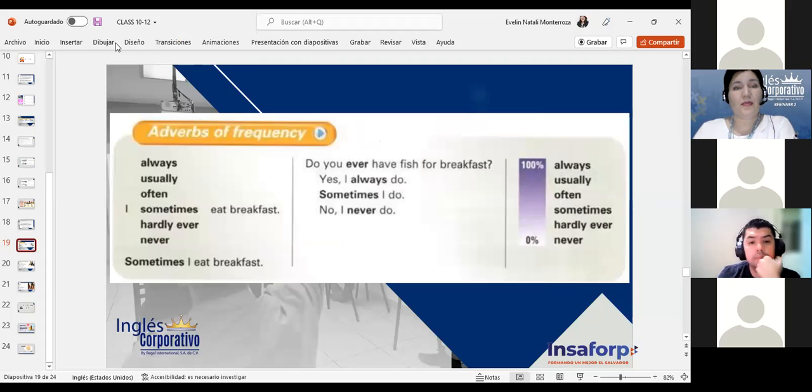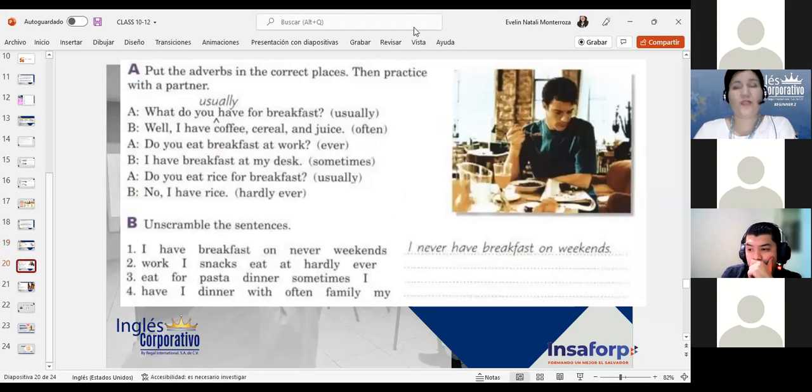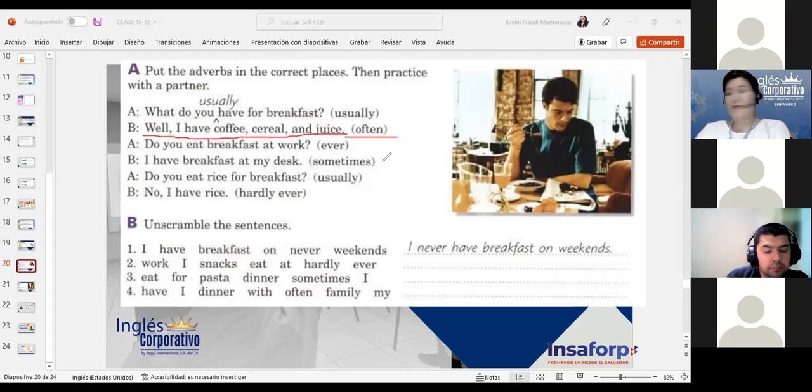And as you can see here in the examples, we are going to do a little exercise of locating the adverb of frequency in the correct place. ¿Dónde les dije que teníamos que poner el adverb of frequency? Before the verb, exactly like that. So here we have, what do you usually have for breakfast? Where do you need to put the other adverb of frequency that we have here? We have the adverb of frequency often. And this is the sentence. I often have coffee, cereal, and juice.